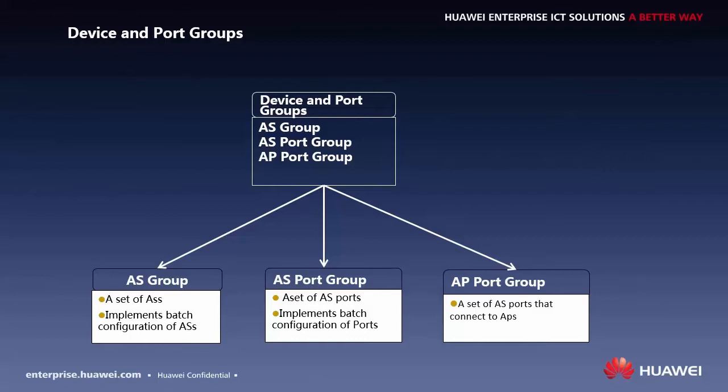One is device and port groups. If multiple ASs or ports in an SVF system need the same configurations, we can add these ASs or ports to the same group for batch configuration. This improves the configuration efficiency. An SVF system supports the following device and port group types: AS group, AS port group, and AP port group.